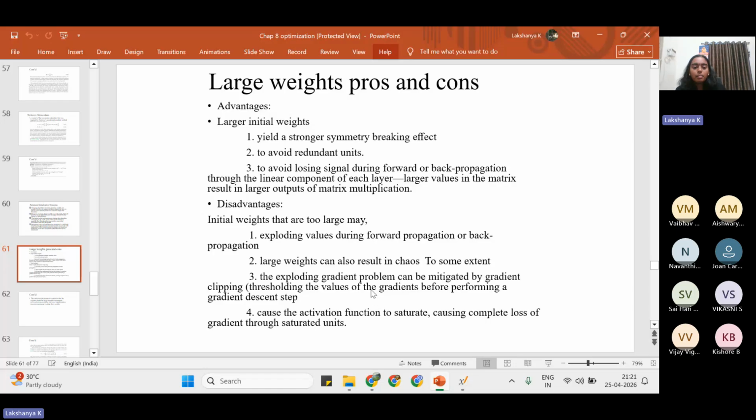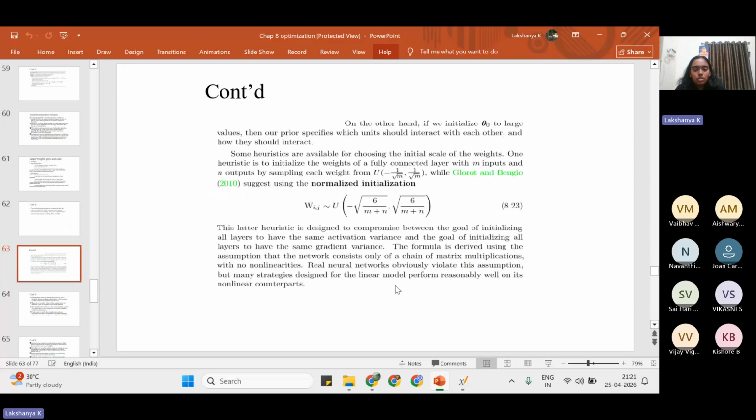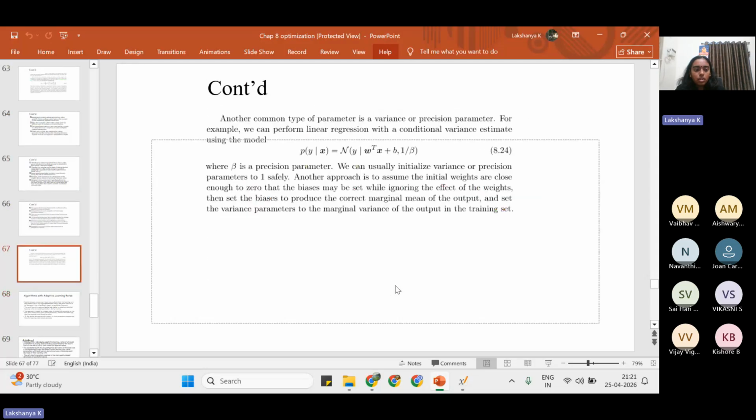That can be mitigated by gradient clipping. So you can set large weights, but if the gradient goes beyond a certain point, I'm going to clip it and bring it back to a certain threshold. That is one sensible way of dealing with the initialization problem. So this is just the same stories.